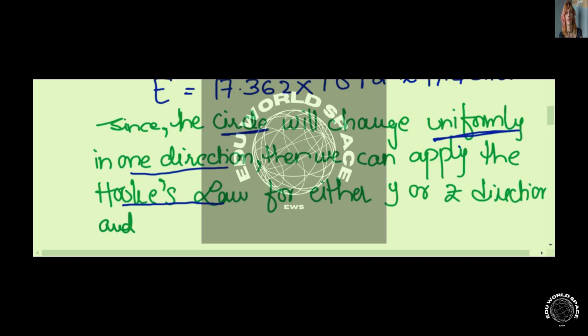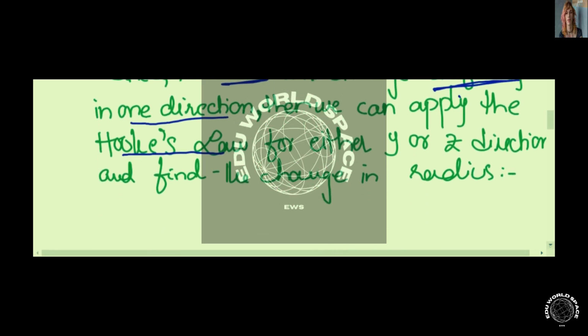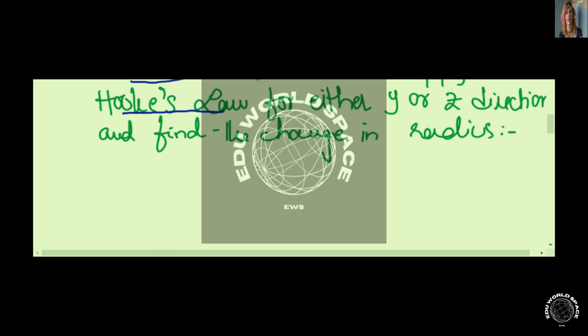So we need to find the change in radius. That is the other part of the question that we are required to solve. When we apply Hooke's law, on either the y or z direction, I'm going to apply it in the y direction.